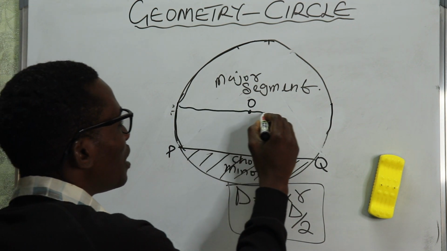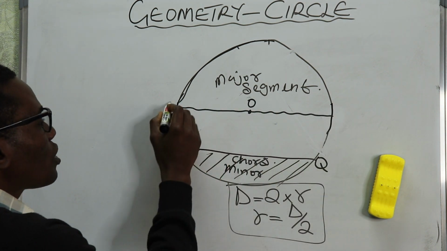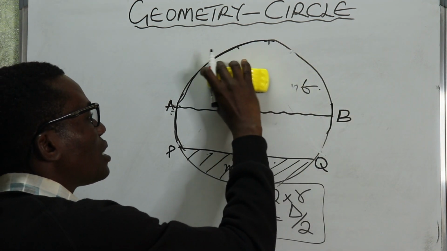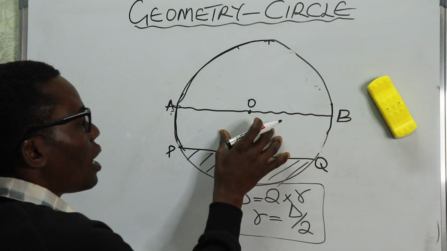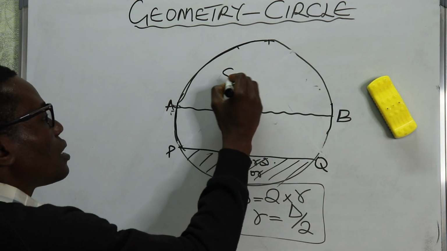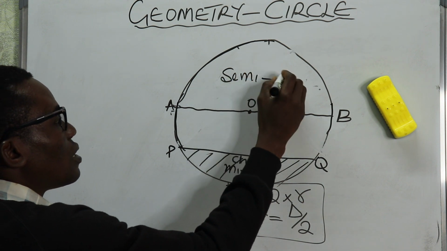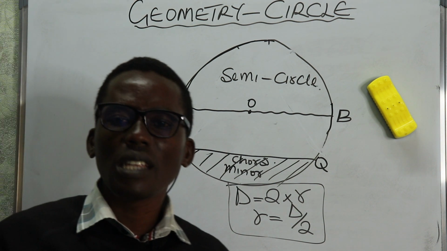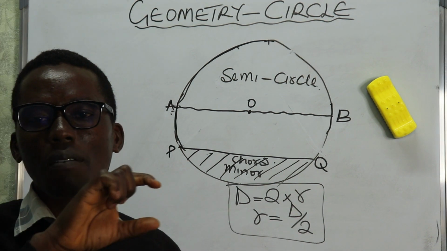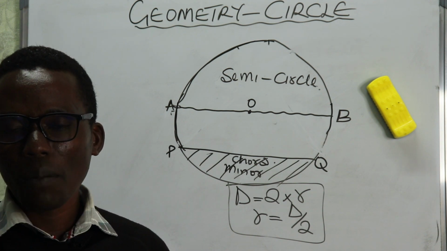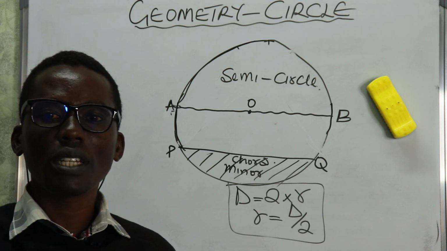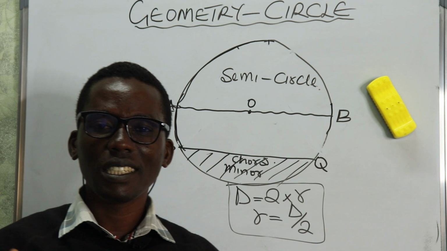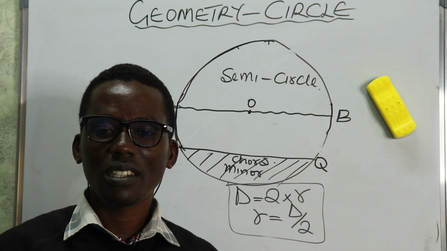Now imagine that the longest chord, which is a diameter, cuts this circle into 2 equal parts. This part is half of the circle, while this other part is half of the circle. So this part will be called a semicircle. When you are dealing with any question and you hear a semicircle, remember that you should have a chord which is the diameter that cuts across the center of the circle to divide that circle into 2 equal parts. Now that is that for the segment of a circle.